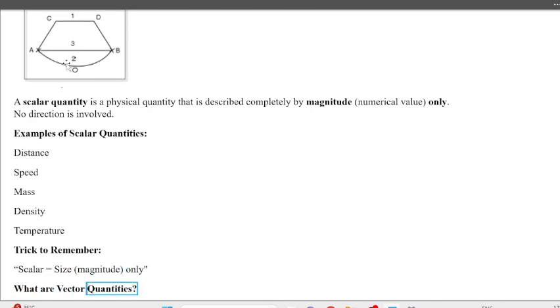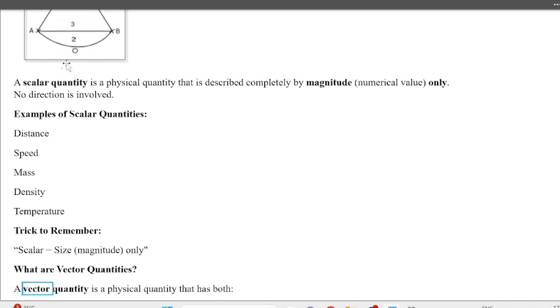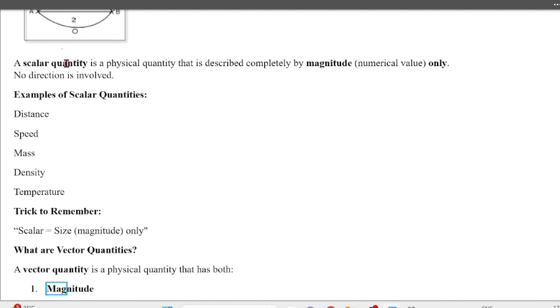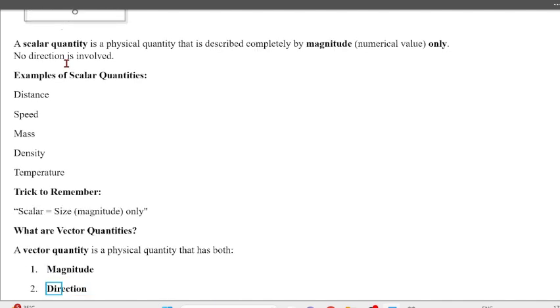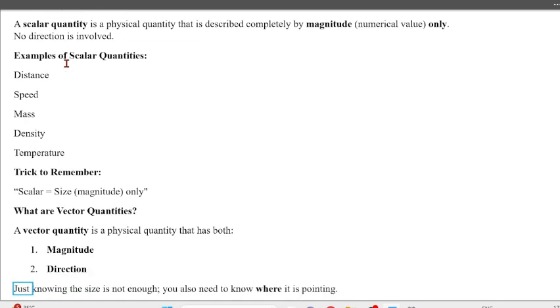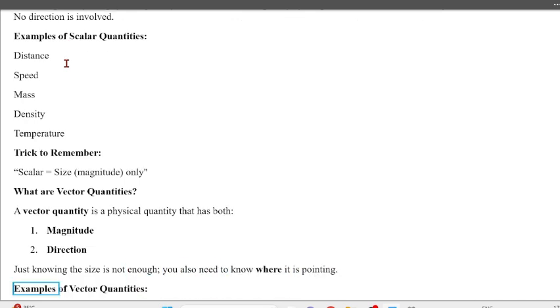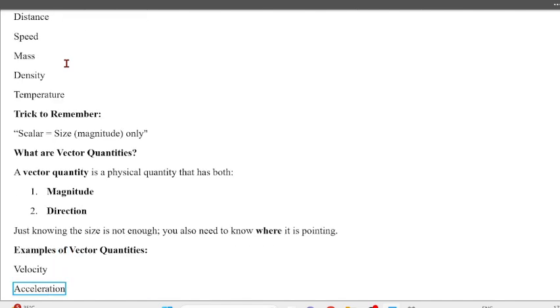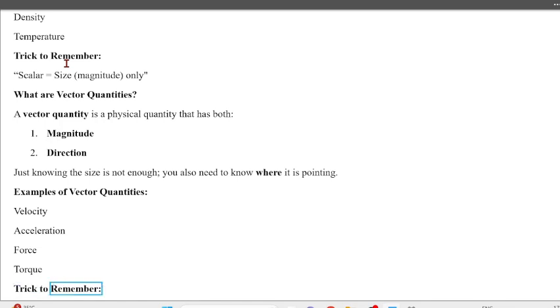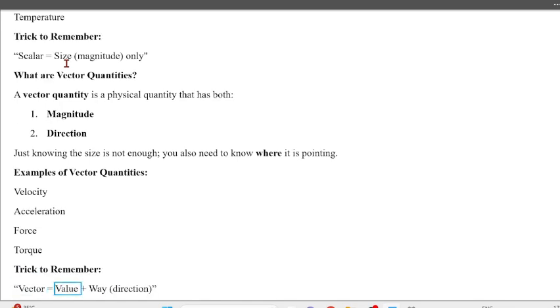What are vector quantities? A vector quantity is a physical quantity that has both 1. Magnitude and 2. Direction. Just knowing the size is not enough, you also need to know where it is pointing. Examples of vector quantities: velocity, acceleration, force, torque. Trick to remember: vector is equal to value plus where, direction.